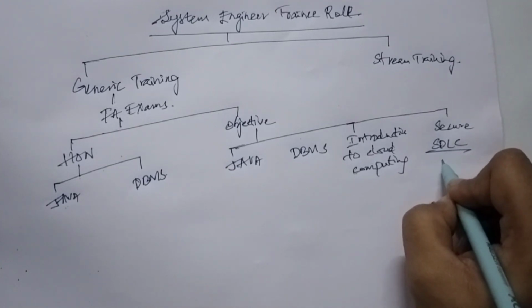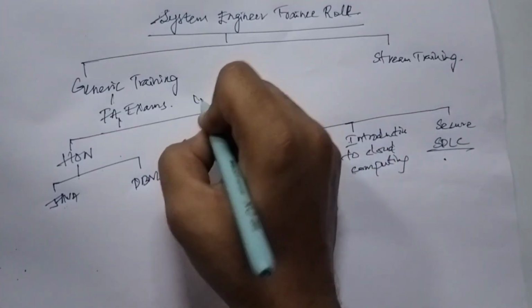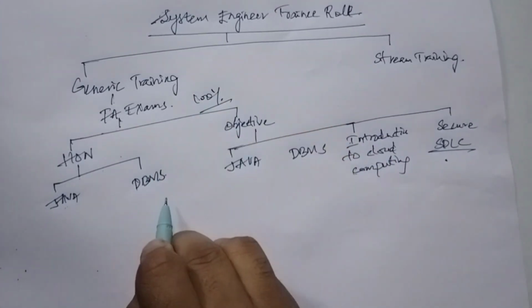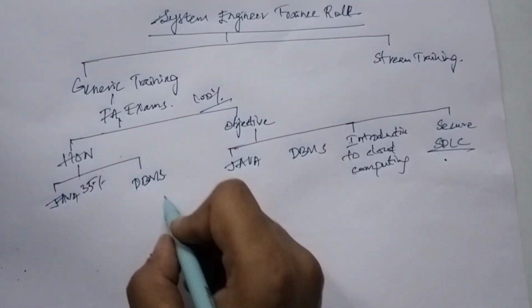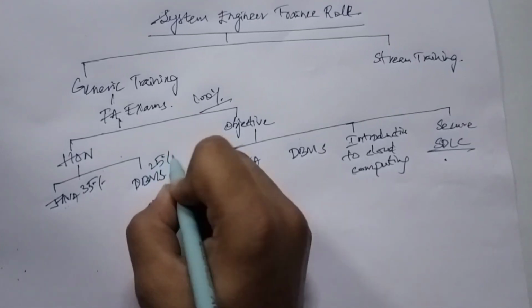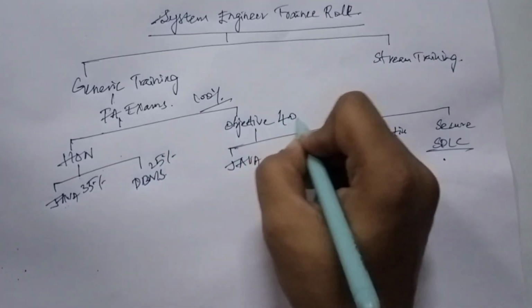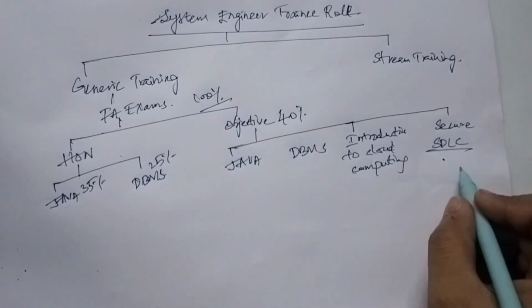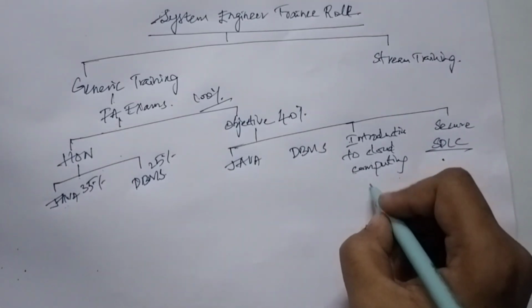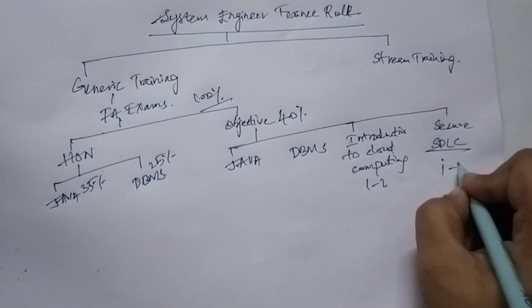Software Development Lifecycle. So out of 100%, Java holds 35% of the weightage, DBMS holds 25% of the weightage, and Objective holds 40% of the weightage. And from Introduction to Cloud Computing and Secure SDLC, you will get a maximum of 1 to 2 questions.